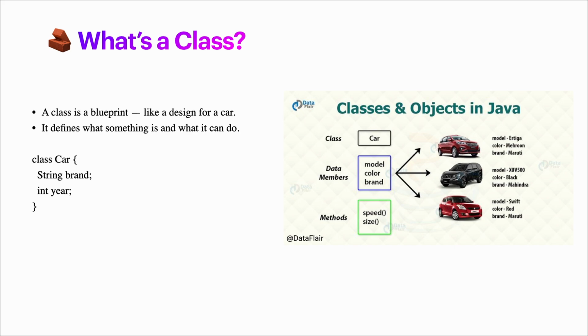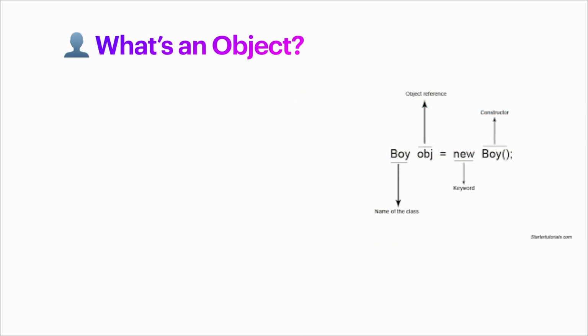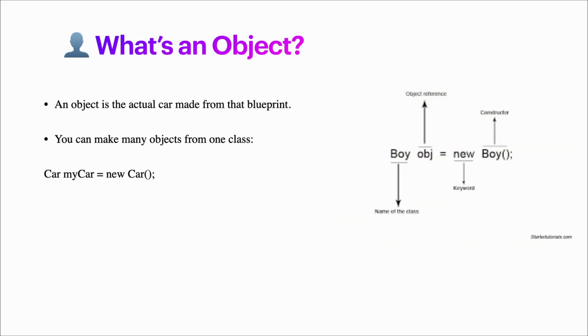So the class is like the blueprint. It tells us where the car is from, the model of the car, and the color of the car. Like this one, String brand. So that's what the class does. Now let's see what the object does. After declaring a class, an object helps us create an instance of the class. An object is the actual car made from that blueprint. So you can make many objects from one class.